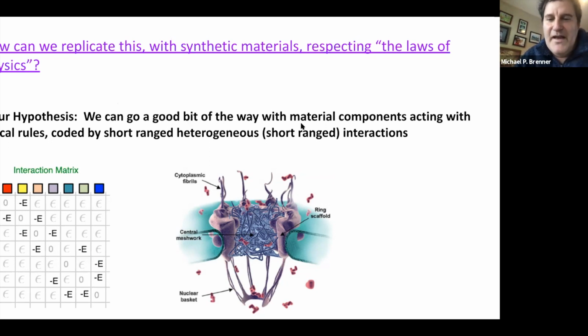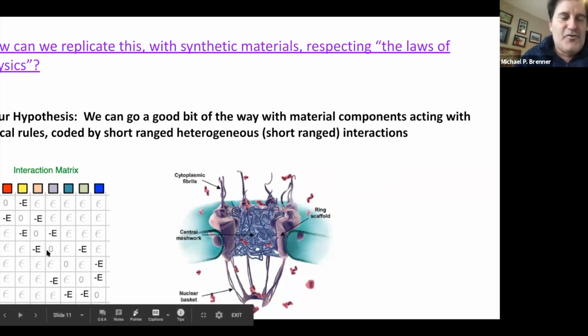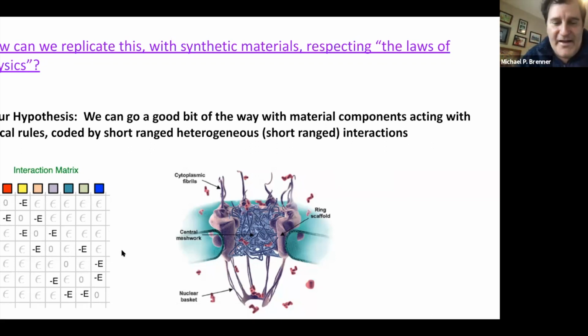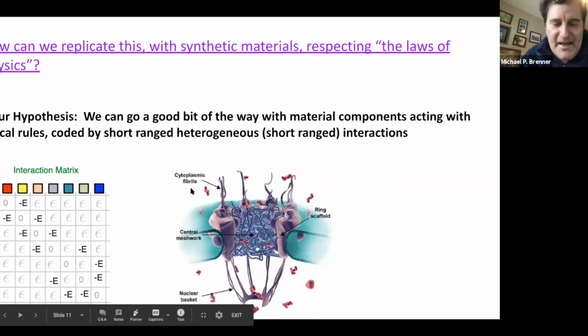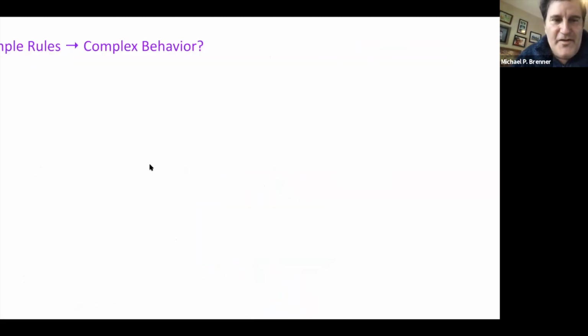is that maybe one could get a good bit of the way there with material components that interact via local rules that are coded by short range heterogeneous interactions. Short range meaning that, imagine you have a bunch of building blocks and they stick to each other with specific strengths, and imagine that you could code this matrix in some way. The question is, how far could you get with just that? Now, of course, if that's all you had, that's not enough because you need some way of dumping energy in the system and things like that. But at least that's a start to turn this into a physics problem.